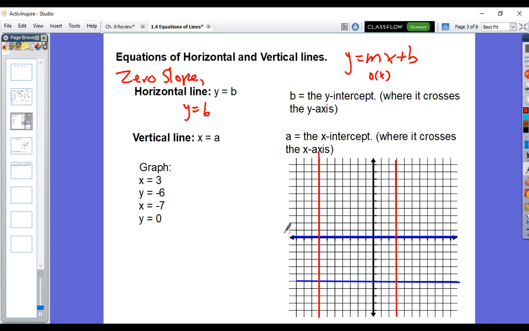So for example, this first one runs along the x-axis. That means the value of y is 0. Y equals 0.